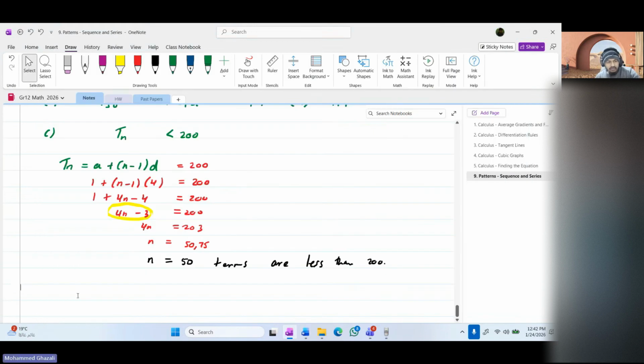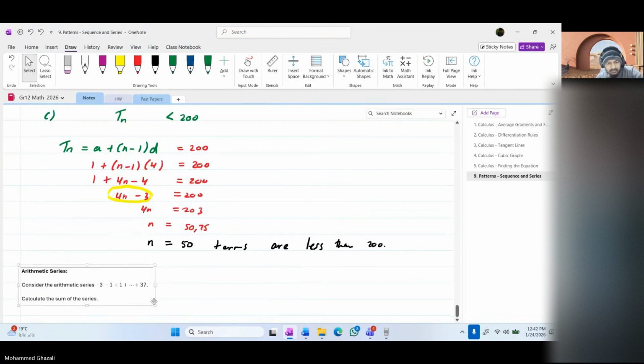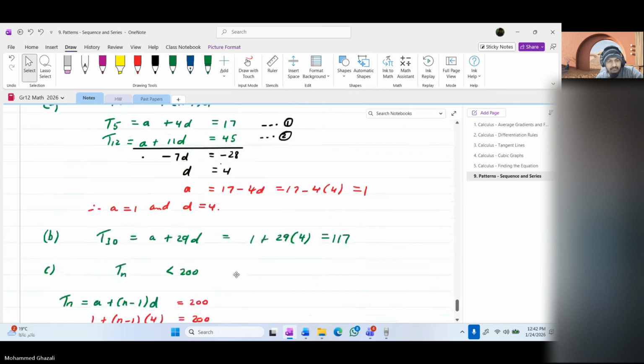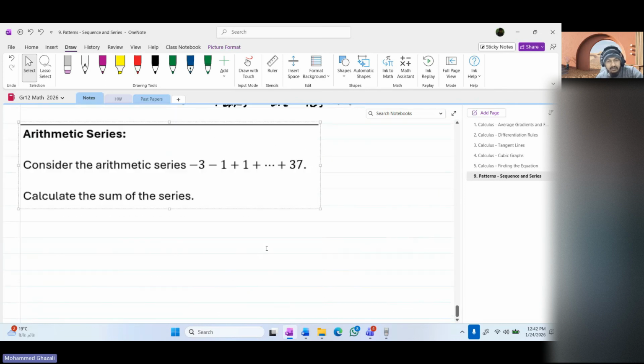So question number 12. Arithmetic series. Now, what is a series? The sum of numbers, okay? So how come this is not a sum?